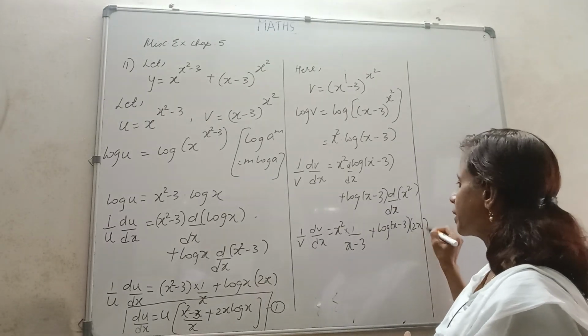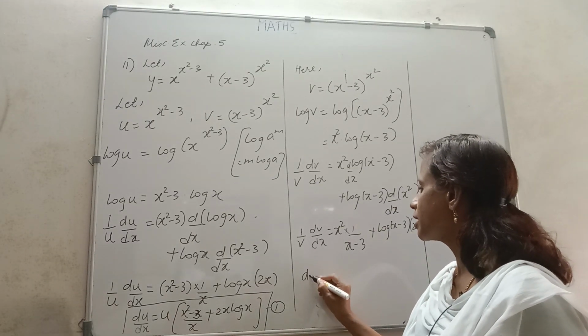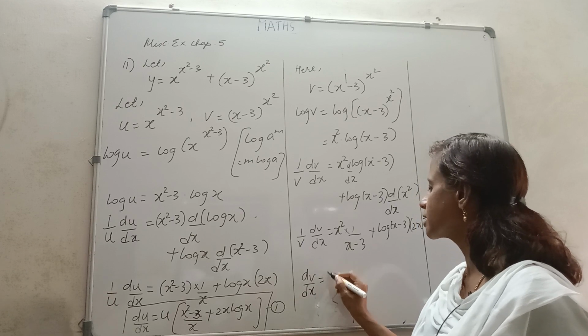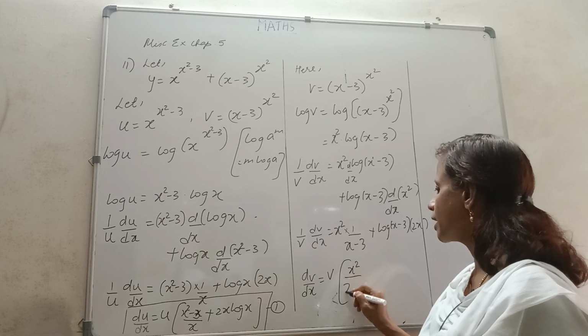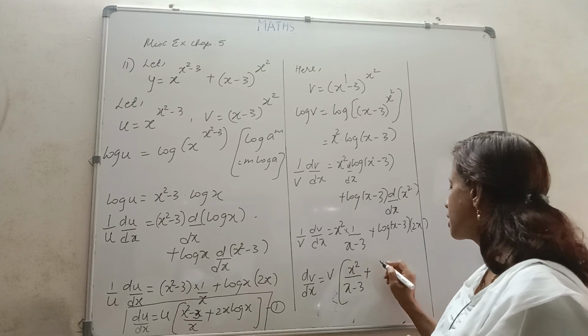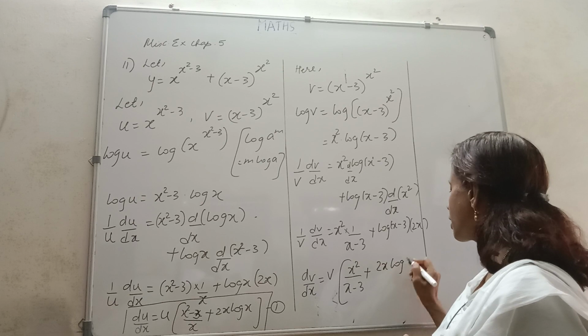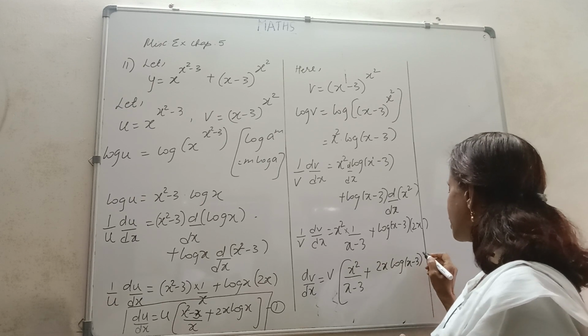So that way, let's check what is our dv by dx. Our dv by dx is v times, we can go on the other side, x squared by (x minus 3) plus 2x times log (x minus 3). That is our dv by dx.